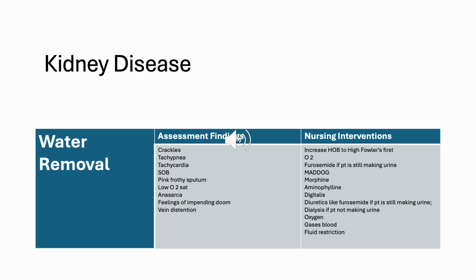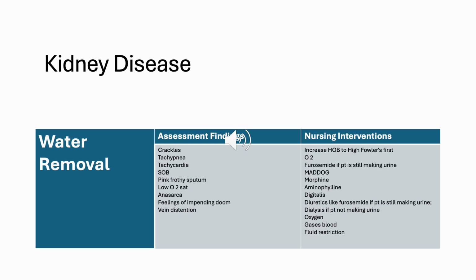Morphine is a great, great, great drug for pulmonary edema. It helps relax people's breathing, anxiety, helps dilate the pulmonary vasculature. So it's a very good drug for pulmonary edema. Aminophylline, we don't really give that much anymore. But that helps dilate the bronchioles and helps them breathe better. Digitalis helps with the pumping of the heart so it can be more efficient.